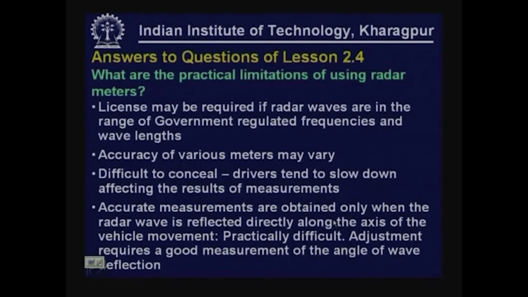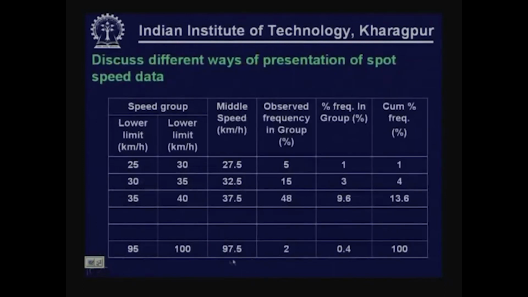Now, I will try to answer quickly the questions of lesson 2.4. What are the practical limitations of using radar meters? You know that in some cases you may have to obtain a license if the frequencies are within the government regulated frequencies and wavelengths. Accuracy may vary. It is difficult to conceal the radar meter, so drivers tend to slow down. Accurate measurements are obtained only when the radar wave is reflected directly along the axis of the vehicle movement, which is practically difficult. Therefore, adjustment requires a good measurement of the angle of wave deflection.